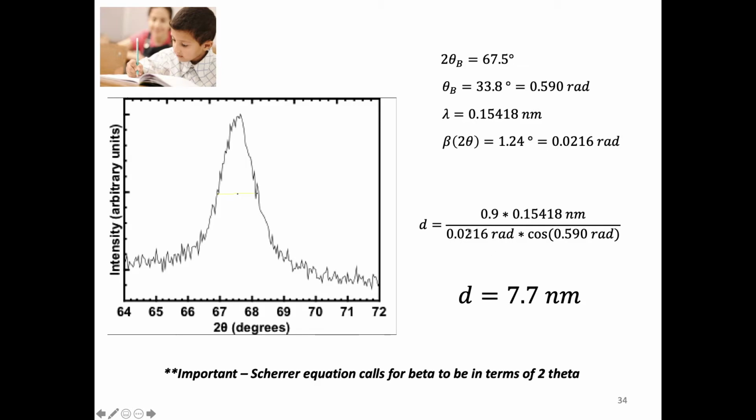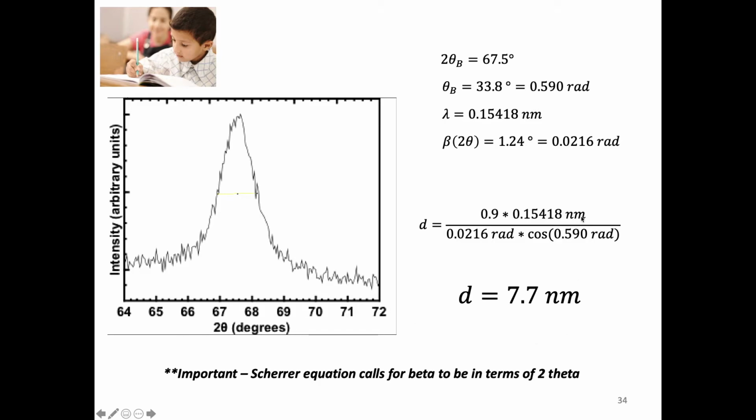beta, this full width half max, in terms of radians because my units up here are nanometers, and so I want the units to be in nanometers, not nanometer degrees. So excuse me, basically that should be in radians, but it should be in terms of 2 theta, whereas Bragg angle should be in terms of theta because that's what the equation is asking for. So if you had some trouble with that, that's perfectly fine. But I did want to reiterate that here.